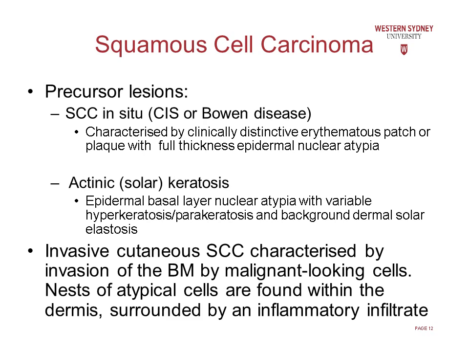It's often not fatal, but it can cause significant morbidity. It's most common in the head and neck, where surgery for advanced stage disease can be disfiguring. Invasive cutaneous SCC is characterized by invasion of the basement membrane by malignant-looking cells. So the precursor lesions are found within the epidermis, whereas they become malignant or invasive when they break through the basement membrane. You get nests of atypical cells found within the dermis, and this is often surrounded by an inflammatory infiltrate.